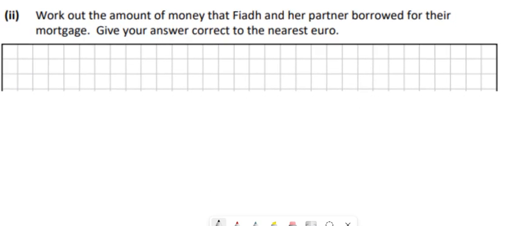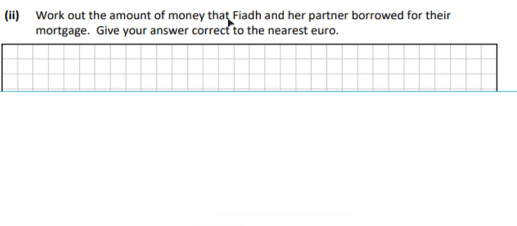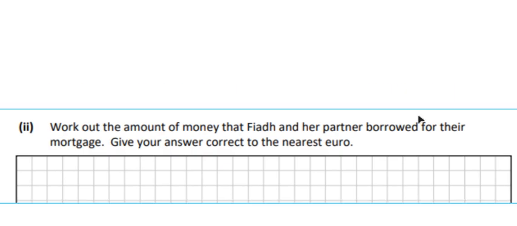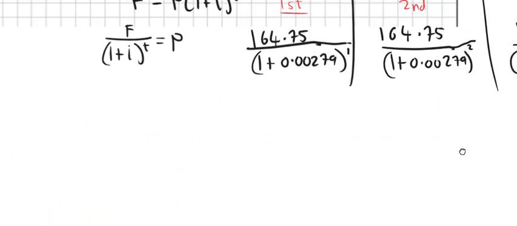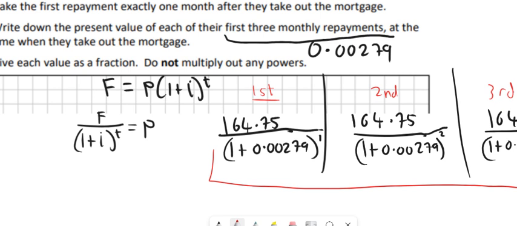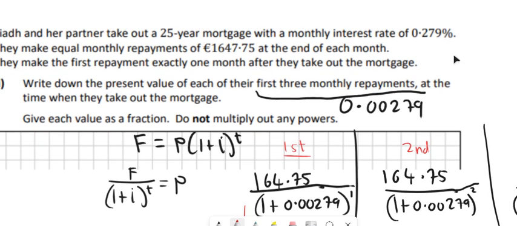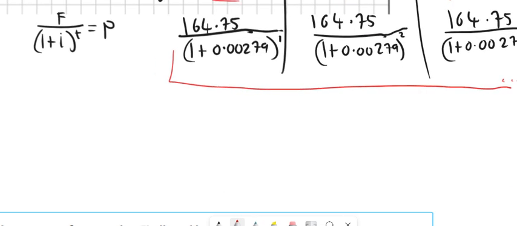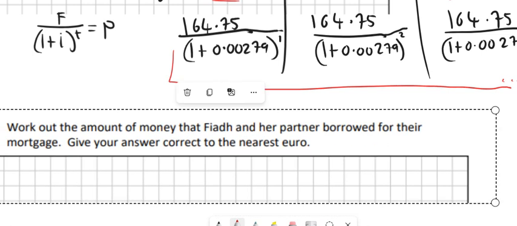Right, next part. Here then we're trying to figure out how much she borrows for her mortgage. So it's going to be all of these added up, really. But we need to keep going, and we need to get to the 300th one, because it's a 25-year mortgage, so 25 times 12 is 300 months. So it's a geometric sequence, really, and we're going to use the sum of a geometric sequence eventually here.